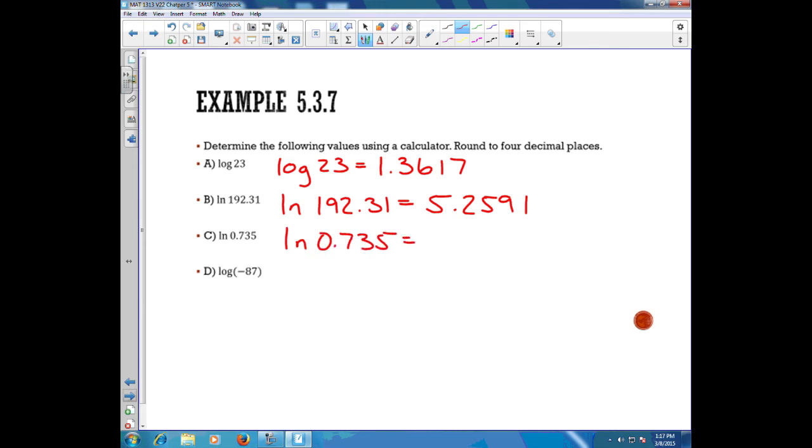The natural log of 0.735, you should get negative 0.3079.